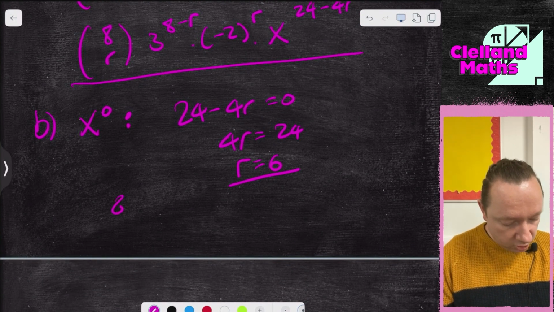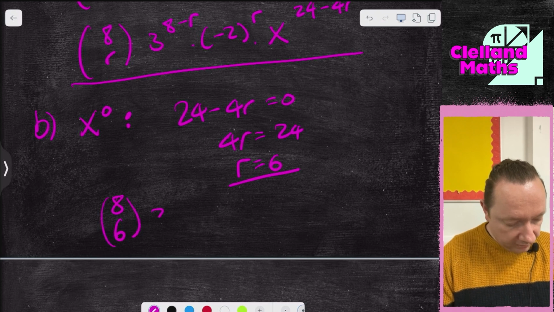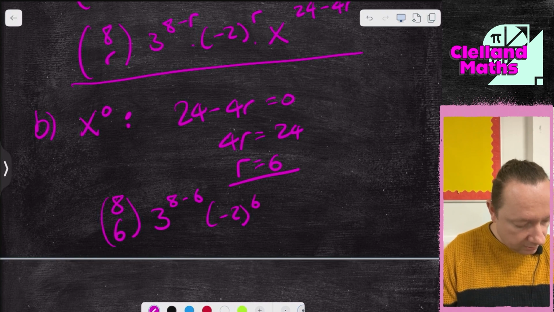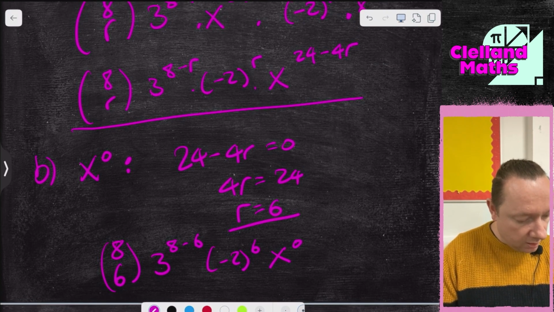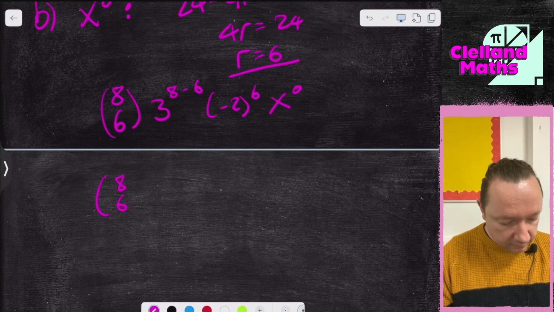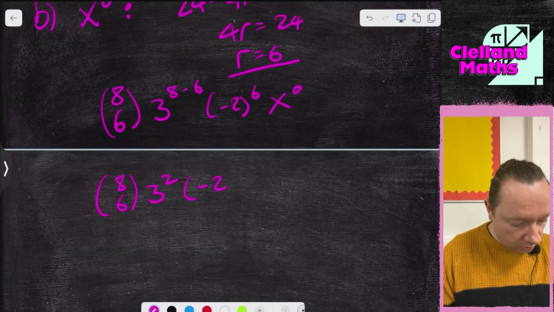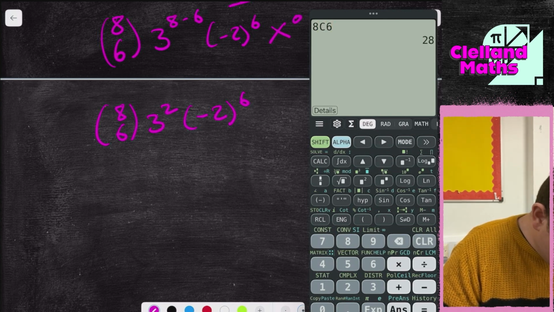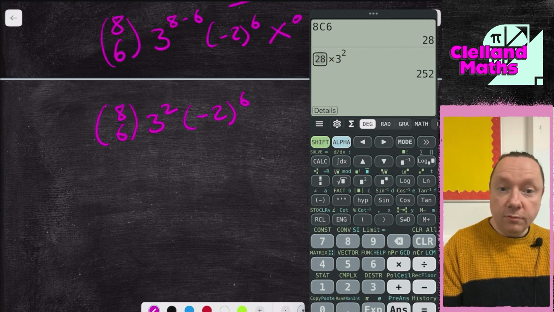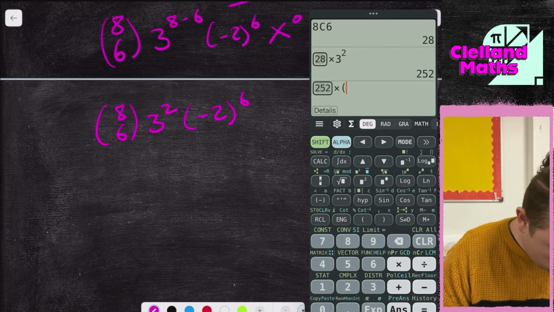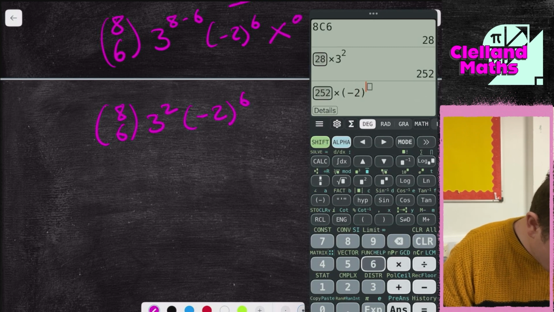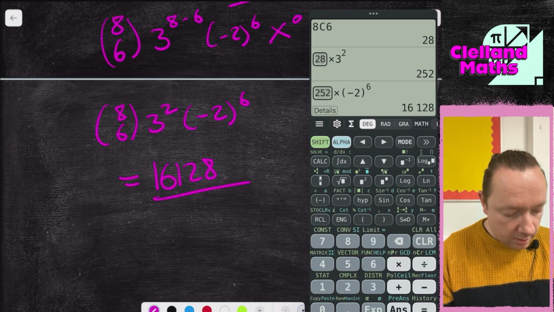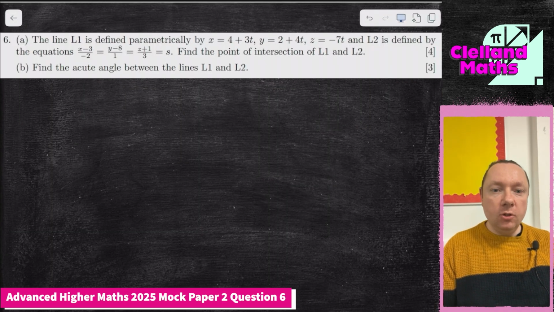So that gives us 8 choose 6, 3 to the 8 minus 6, minus 2 to the 6. Well, x to the 0, we already know that's the power because it's 24 minus 24. 8 choose 6, 3 squared, minus 2 to the 6. 8 choose 6, which is 28, times 3 squared, which is 9, times minus 2 to the power of 6. I get 16128. And we're done there.